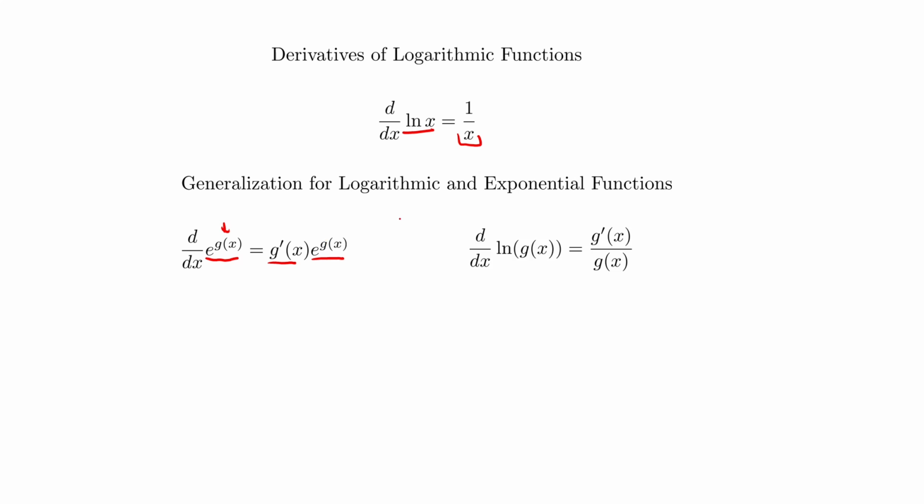And for logarithms, it's a very similar type of thing. Again, this is just the chain rule, so if you look at the chain rule and how that's applied, this is going to be the same thing. If you have the natural log of g of x, you just take the derivative of that and then divide it by the original function. So let's do a couple examples here.